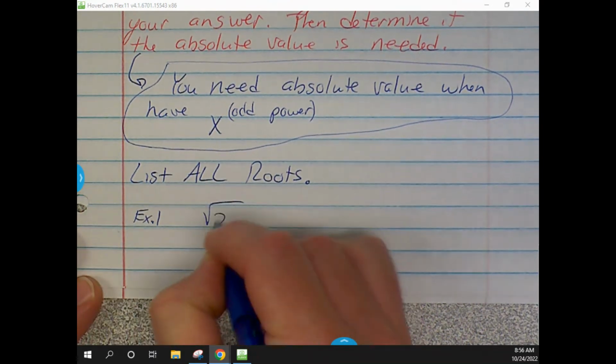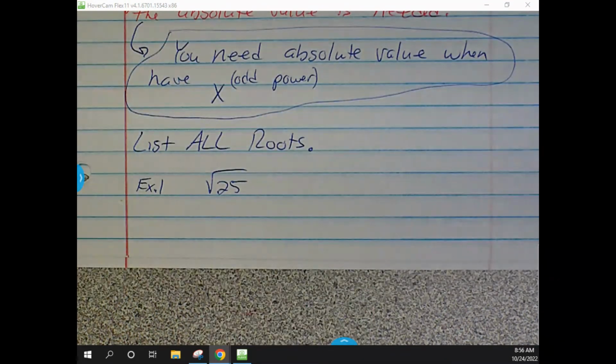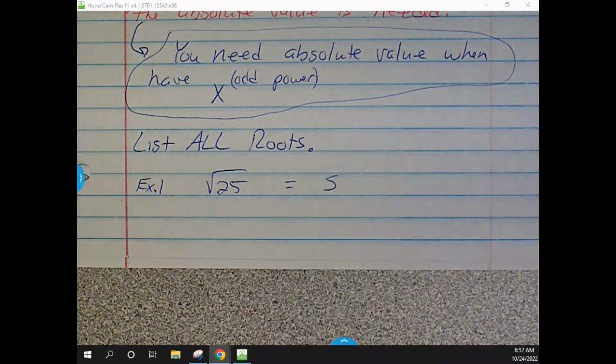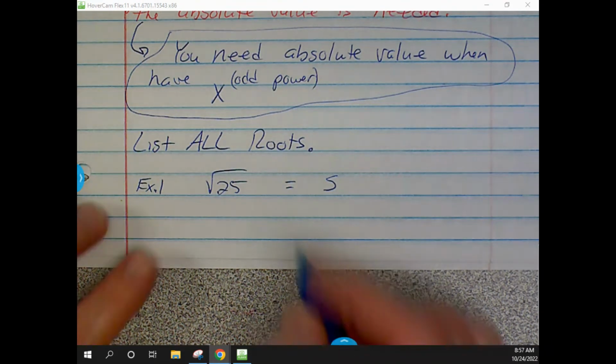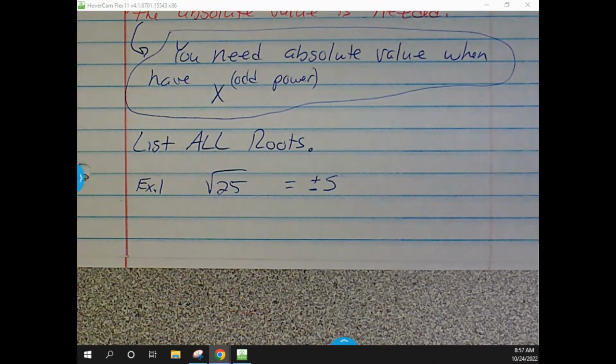Okay, if you have the square root of 25, what number times itself will give us 25? We got 5, right? What other number could it be? Could be negative 5, right? Because if you do a negative times a negative, that would also be a positive. So in this case, if it says list all the roots, they're saying, all right, you're going to tell me it can be positive 5 or negative 5.